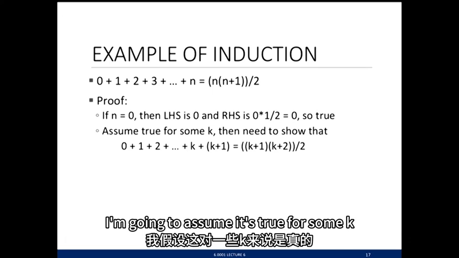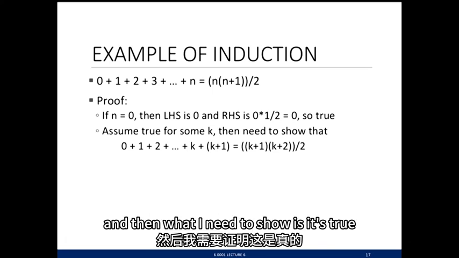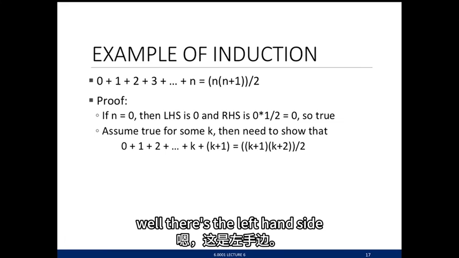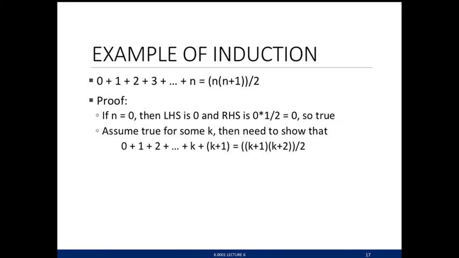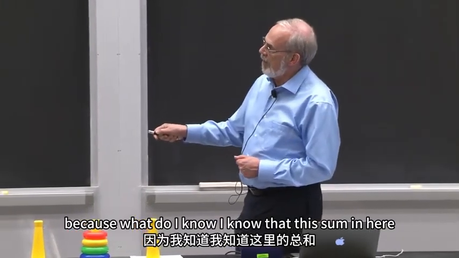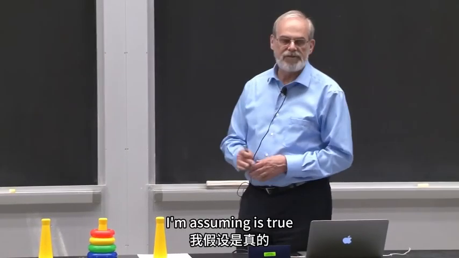I'm going to assume it's true for some k. I should have picked n, but for some k. And then what I need to show is it's true for k plus 1. Well, there's the left-hand side, and I want to show that this is equal to that. I'm going to do it by using exactly this recursive idea, because what do I know? I know that this sum in here, I'm assuming is true.